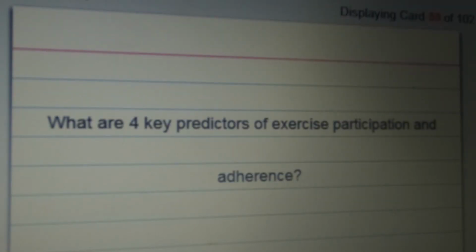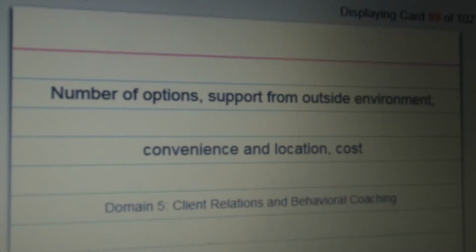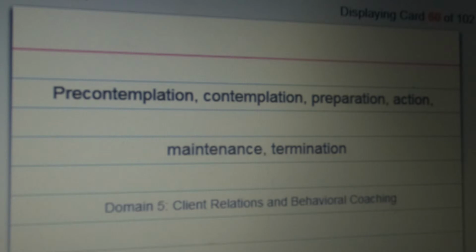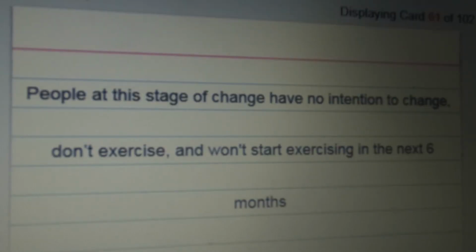What are 4 key predictors of exercise participation and adherence? Number of options, support from outside environment, convenience and location, and cost. What are the transtheoretical model stages of change? Pre-contemplation, contemplation, preparation, action, maintenance, termination.